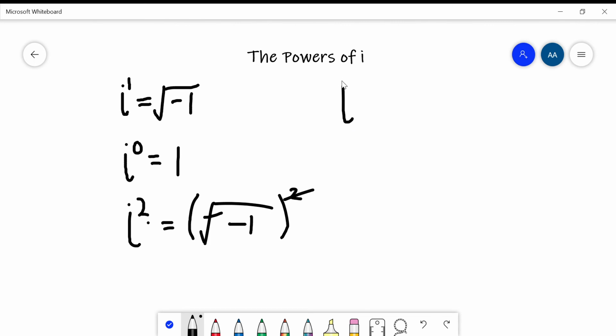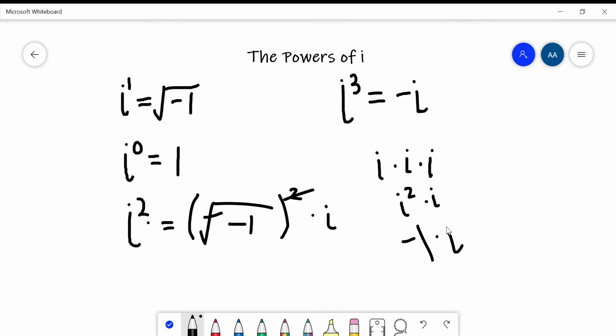Next we have i cubed, which is going to be this times i, whatever we got here. So it's just going to be -i, because -1 times i is just -i. Basically, if you don't know what exponents are, which I would hope you do, it's just i times i times i. Or you can rewrite it as i squared times i. That's basically what I did here. i squared we solved earlier, it's -1. That means -1 times i is just going to be -i.